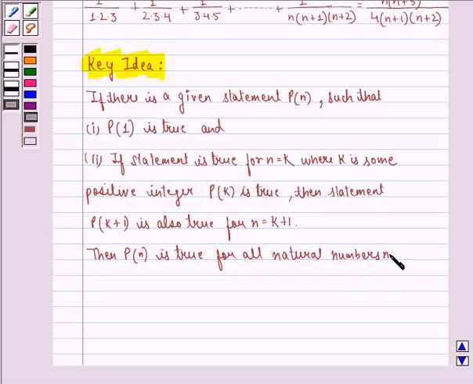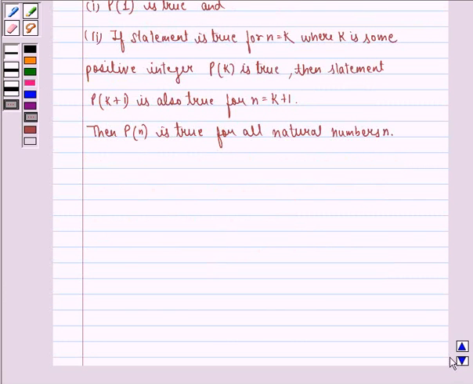Using these two properties, we will show that the statement is true for n equal to 1, then assume it is true for n equal to k, and then we prove that it is also true for n equal to k plus 1, hence proving that it is true for all n belonging to natural numbers. Now, we start with the solution to this question.